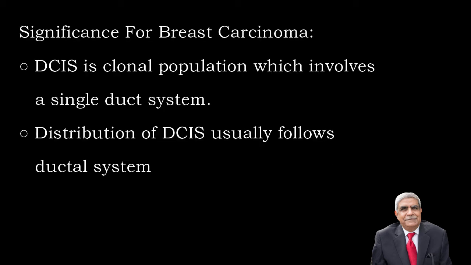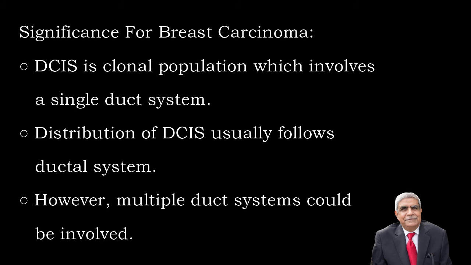Now, significance for breast cancers. Ductal carcinoma in situ, that is DCIS, is clonal proliferation which involves a single duct system. Distribution of ductal carcinoma in situ, that is DCIS, usually follows the ductal system. However, multiple ductal systems could be involved.